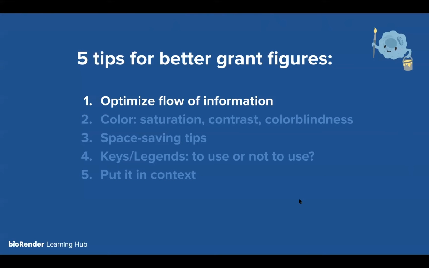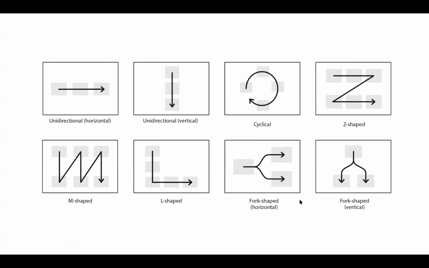Okay, so 5 tips for better grant figures. Number 1 is optimizing flow of information. Now, some of you have seen us talk about this before, but it's really worth repeating. Thinking about the directionality of information, it really can't be too creative. So there are hard and fast rules that we're unfortunately tied to. And I'd say these 8 generally sum up the options that you should follow with your figure. We wouldn't recommend mixing and matching too much within these. It really should follow at most, I would say, 2 of these combined.